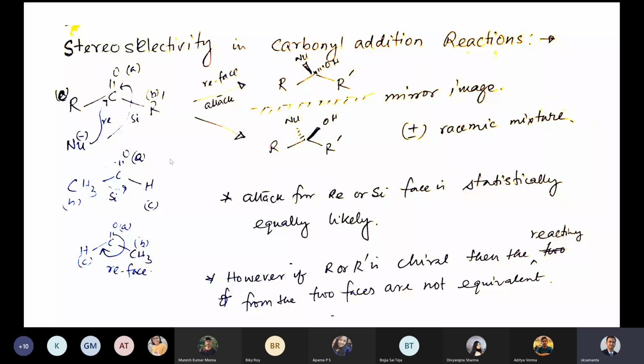So basically you know that this is a planar molecule, correct? Because this is 120 degree and this is already in a plane. So this is a planar molecule. That means it will have two faces, the top face and the bottom face. That is the below this screen, below this paper.